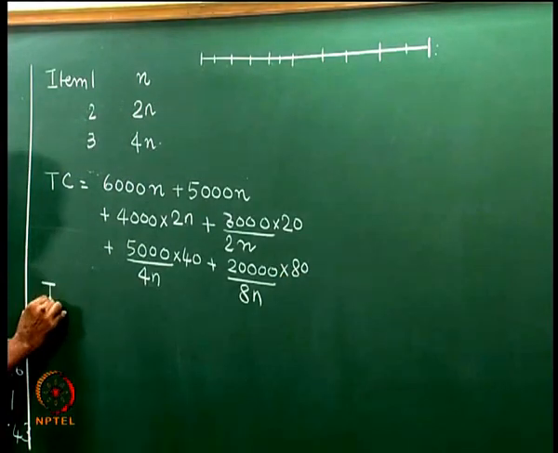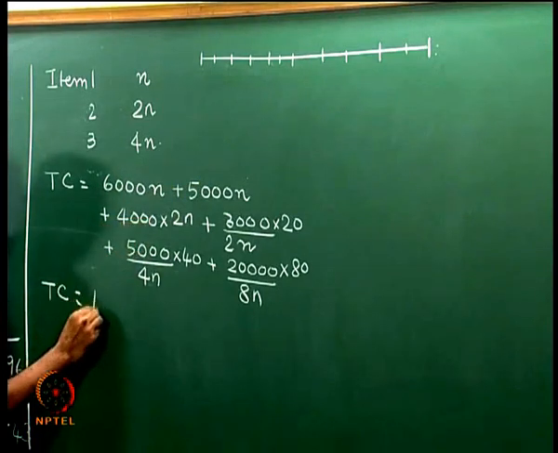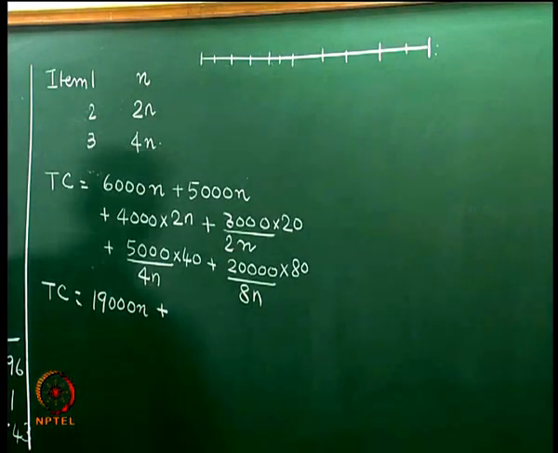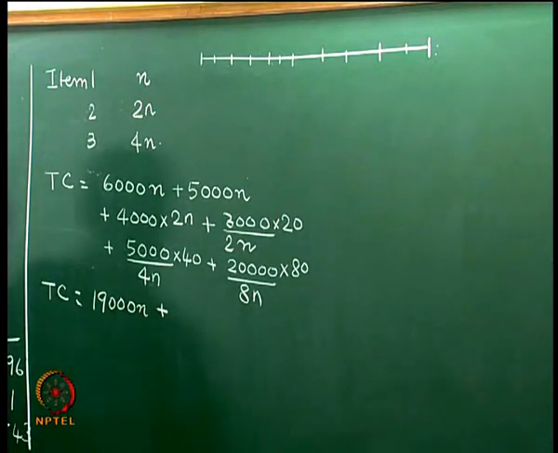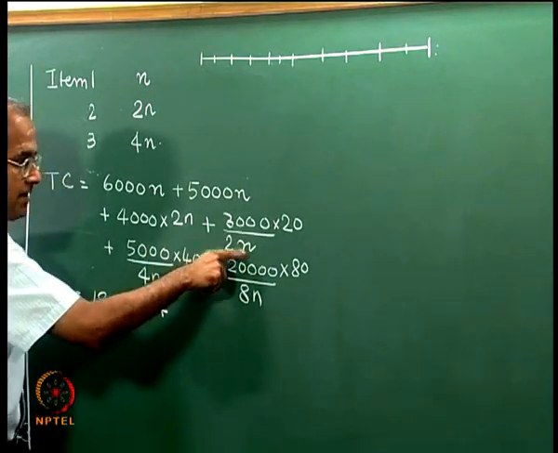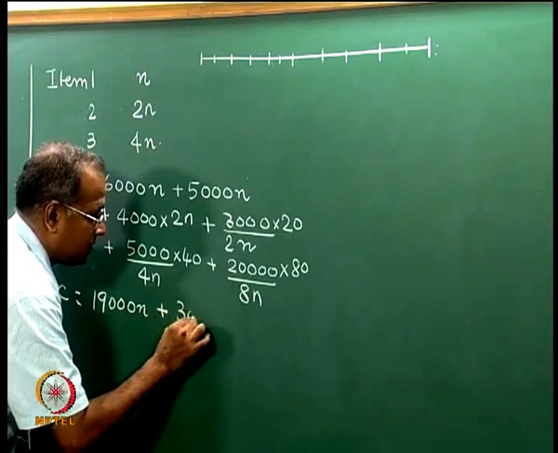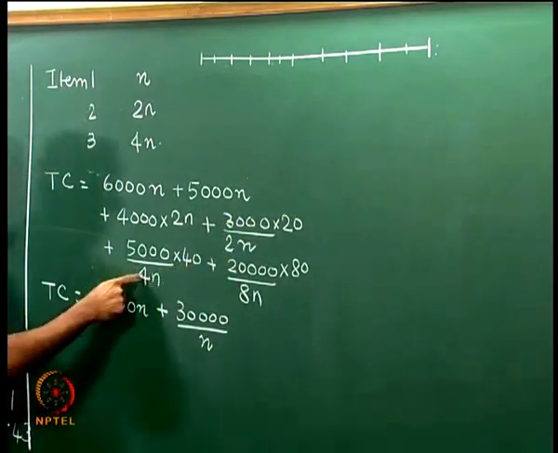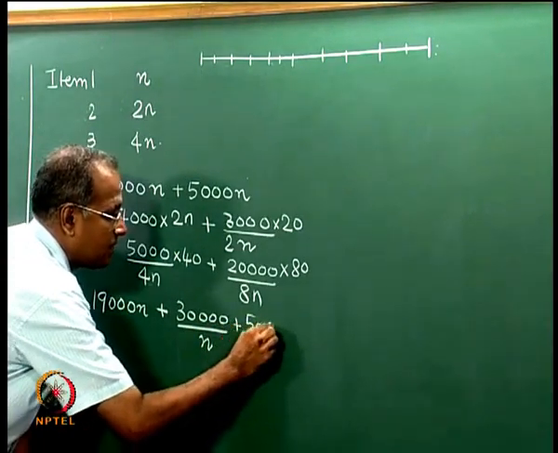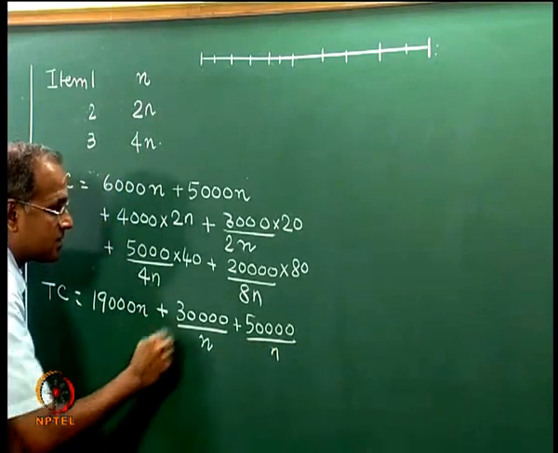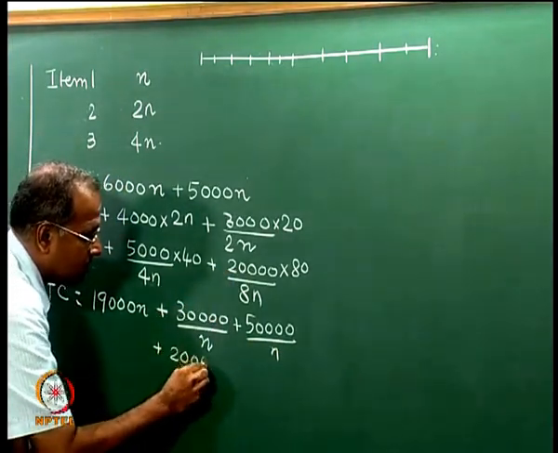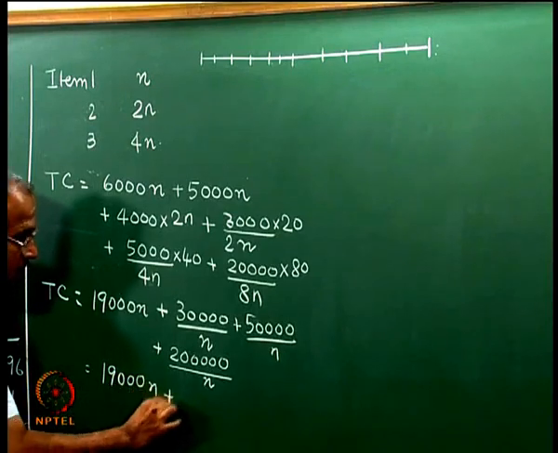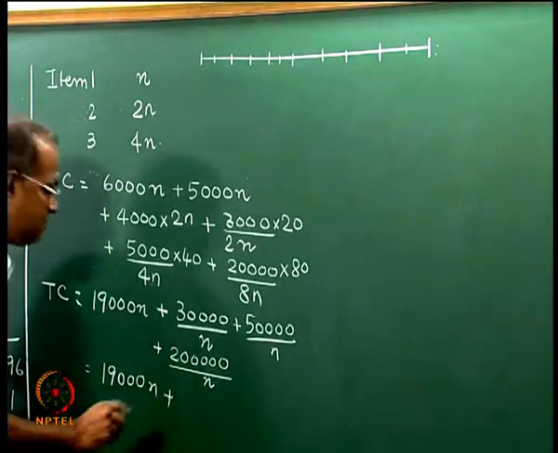So, now TC is equal to 6 plus 5, 11 plus 8, 19,000n plus 30,000 divided by n, this 2 gets cancelled into 10, this 4 also gets cancelled, plus 50,000 divided by n plus 200,000 divided by n. So, this is 19,000n plus 280,000 divided by n.